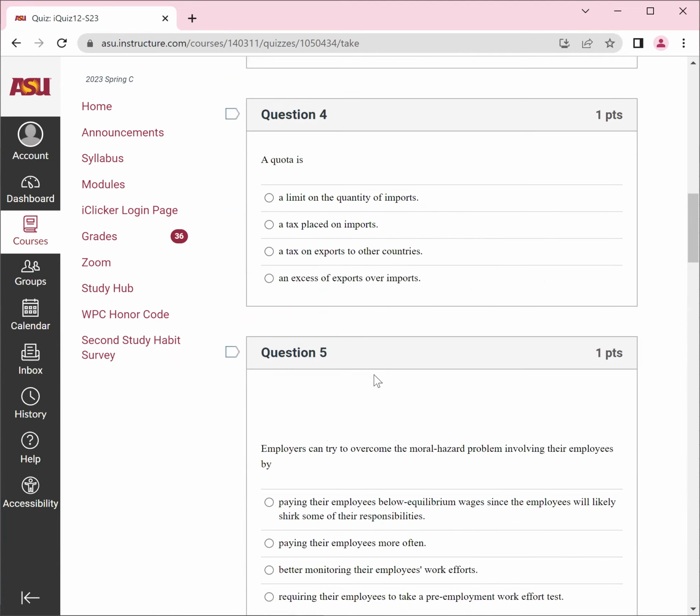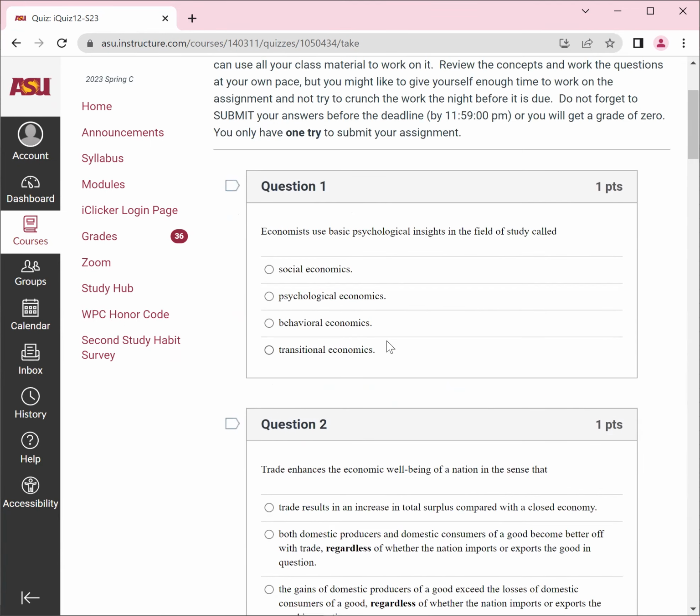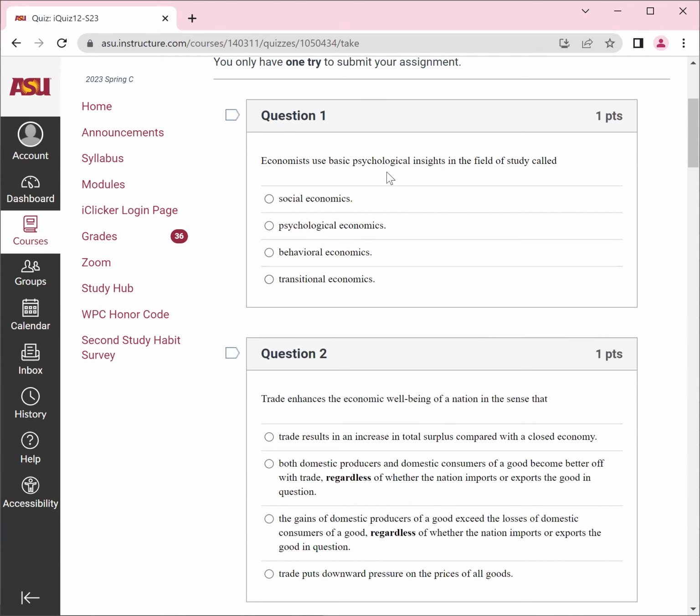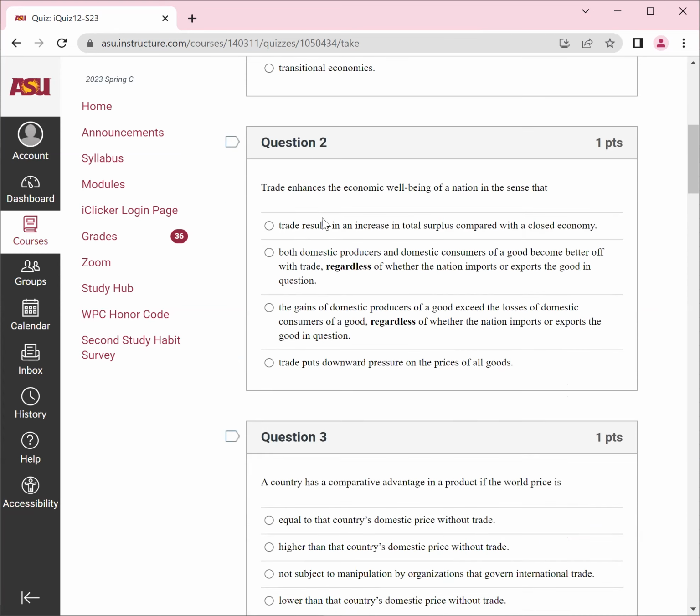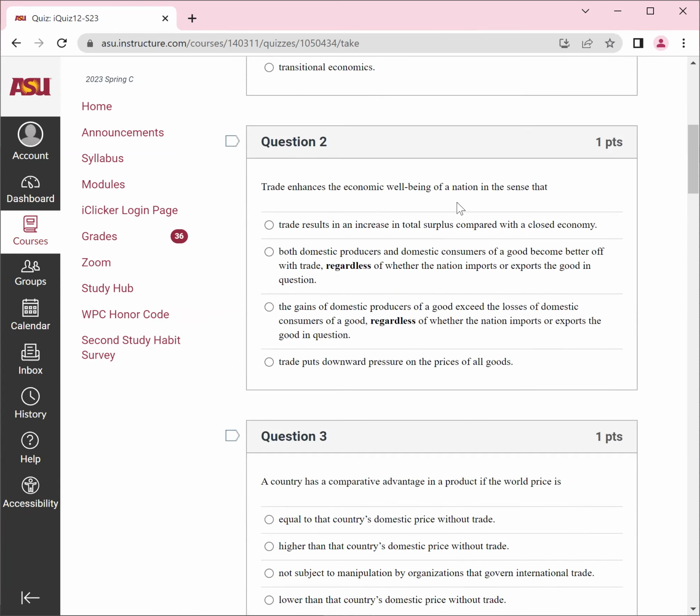So let me go back to the beginning here and see if I can maybe help. Economists use basic psychological insights in a field of study called, I believe, behavioral economics. But you can check that if you want. Trade enhances the economic well-being of a nation in the sense that, so trade is always good because there are gains. Trade results in an increase in total surplus compared with a closed economy. Sounds true, but let's keep going.